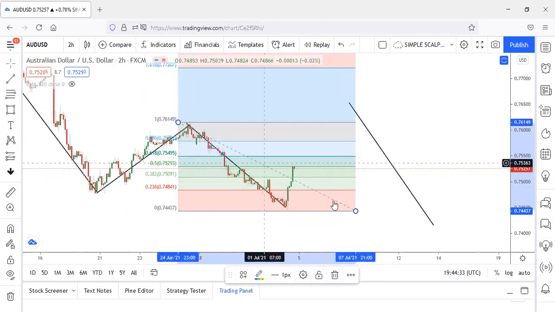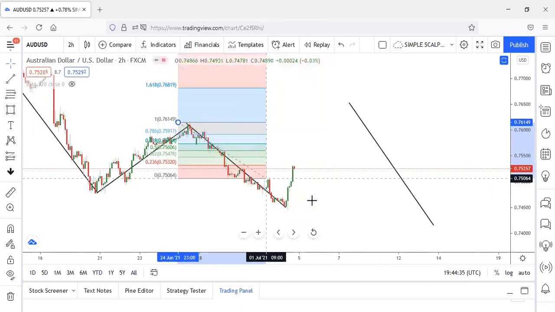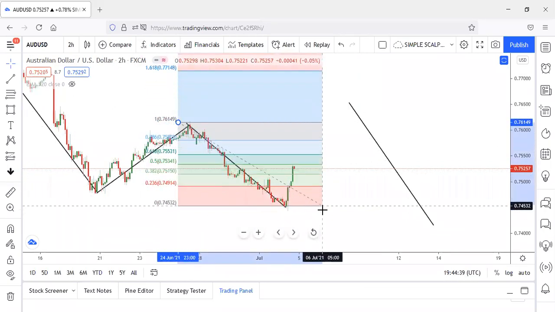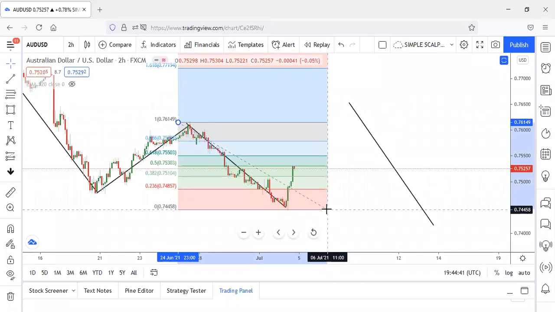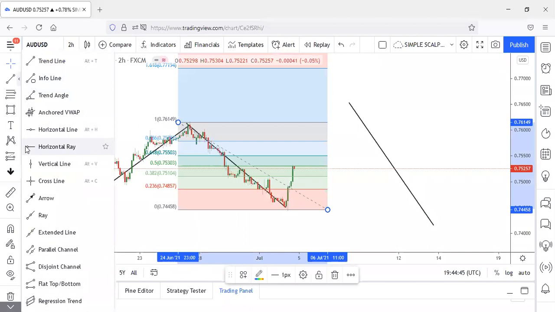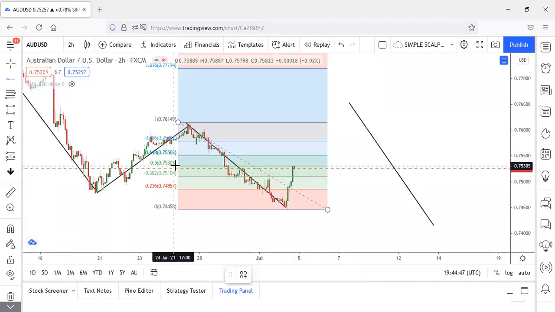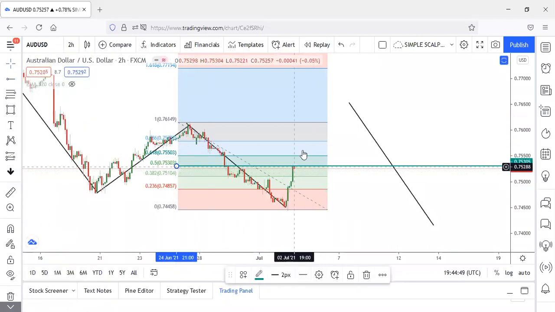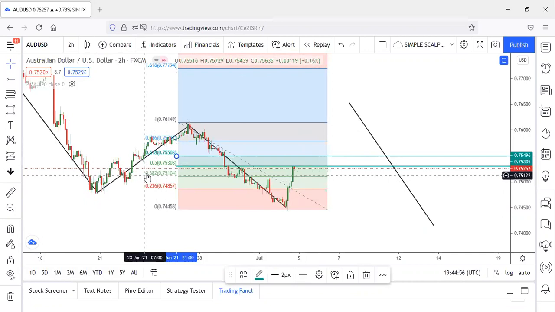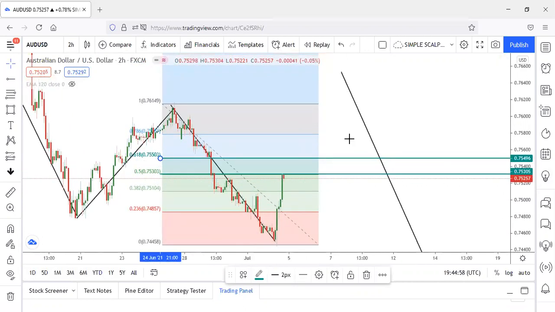Now with this move, we have the fib drawn from the top. This is the last high. You want to take it from the last high and draw it down. This is the 50% level. We have the 50% retracement level right here, which is where the market is right now. Look at 61.8, which is where we are expecting the market to travel to.